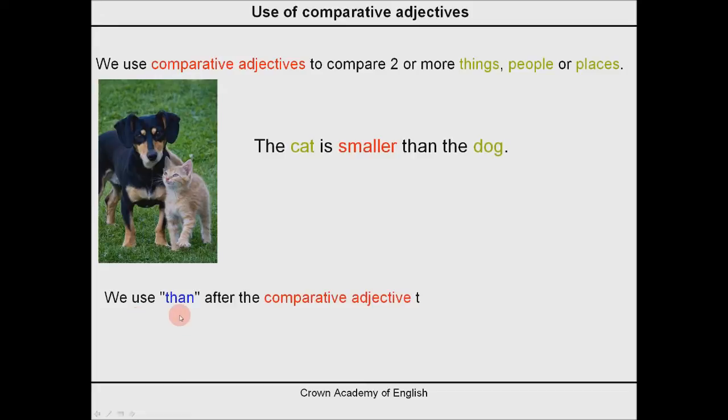And we use the word than after the comparative adjective to say what we are comparing something with. So than comes after the comparative adjective and before the second thing that we are comparing with. So it separates the cat from the dog. Okay? The cat is smaller than the dog. This is the comparative adjective here. But sometimes it is more than one word. And that's what we're going to look at today. The rules.